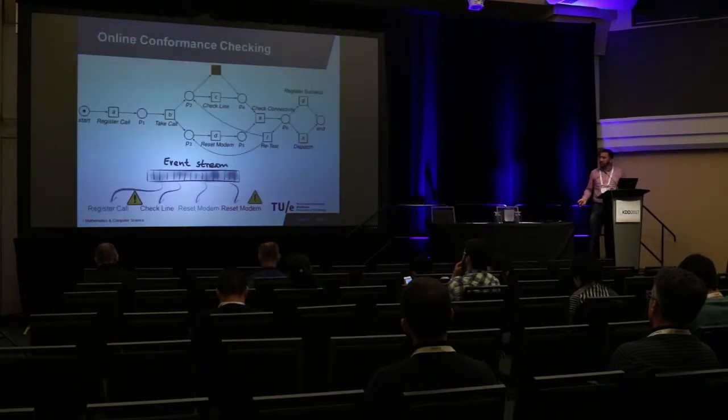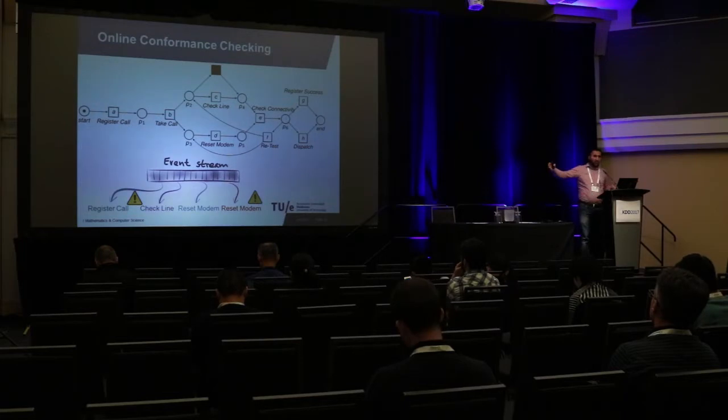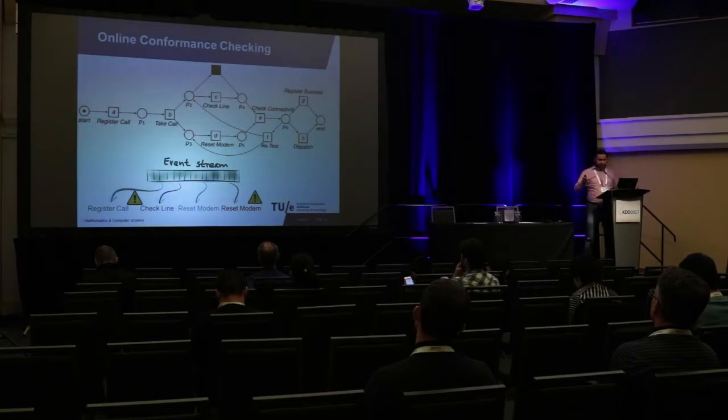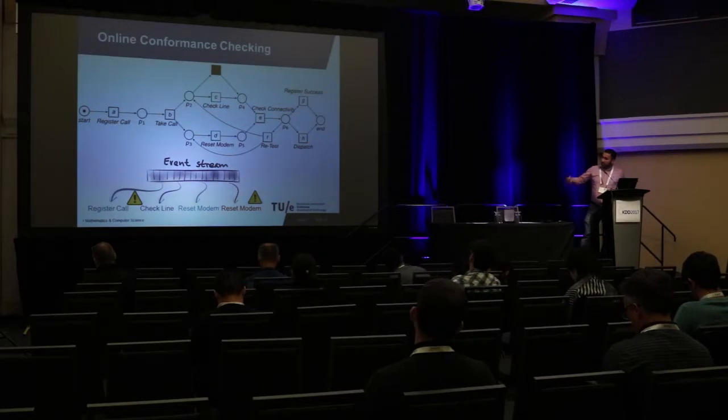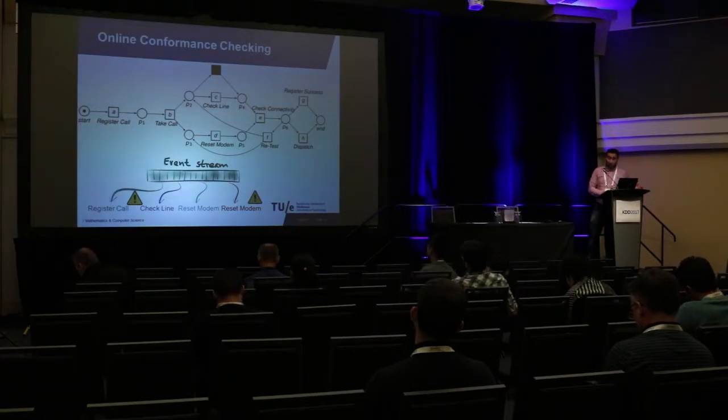We only see, for example, for this particular case, register call followed by check line. And we need to take action at that point. We cannot wait until the end of our case ID and then say that there is a deviation. We want to signal something when we see some deviation from the model in real time, or possibly not with a lot of delay afterwards. That's why we do not use the alignments in their settings, and we use prefix alignments in this work for dealing with event streams.